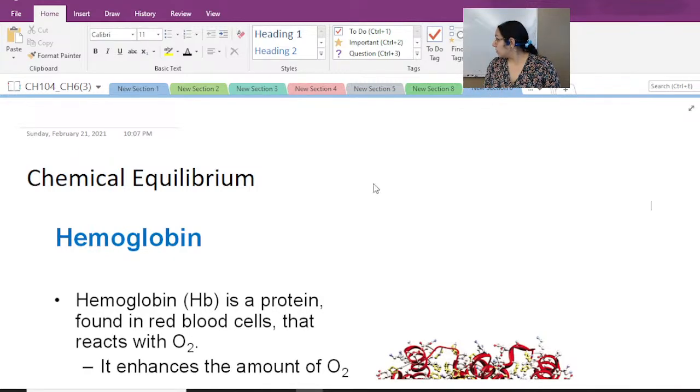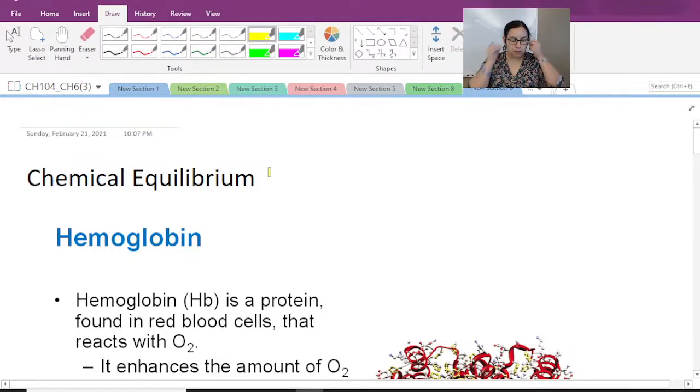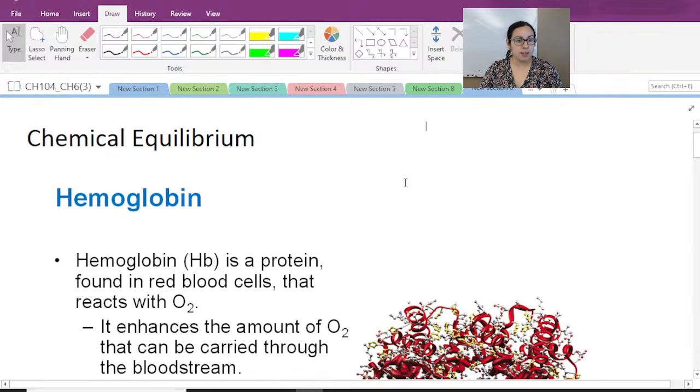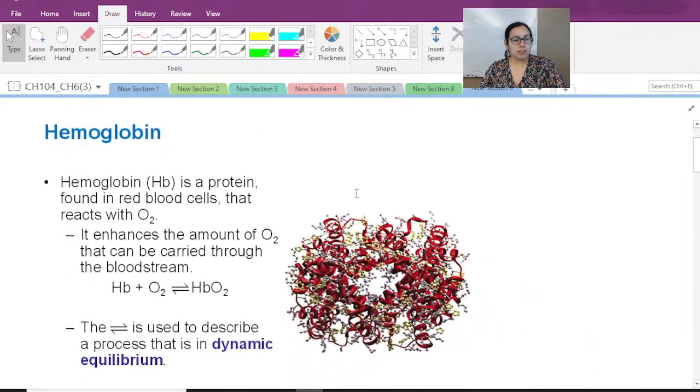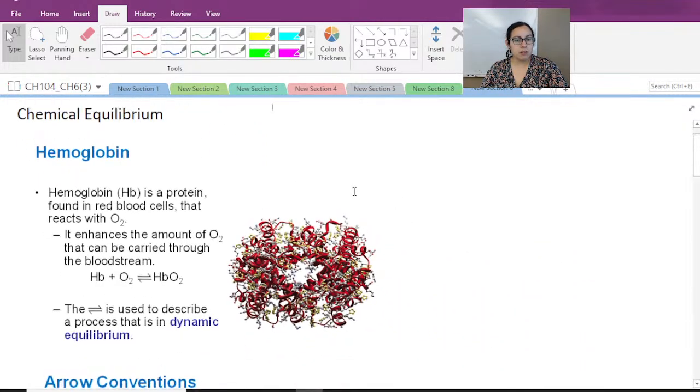All right, let's go ahead and talk about chemical equilibrium then. This is related to your lab this week. If we have time, we might talk about your lab, since I think everyone's done it now. Let's look at this example.